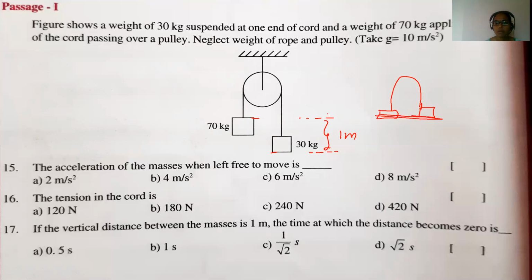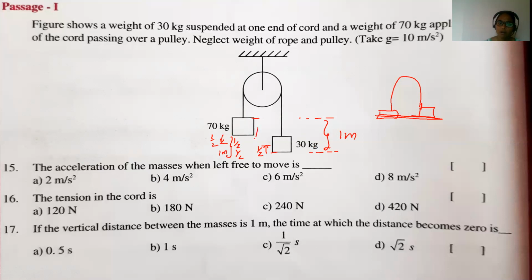Imagine how much this block will move. At the same time, suppose this block moves 1/2 meter down, and the other also moves 1/2 meter. So what will happen, children? This moved 1/2 meter, this will move 1/2 meter. So total distance how much? Half plus half, total is 1 meter, right?